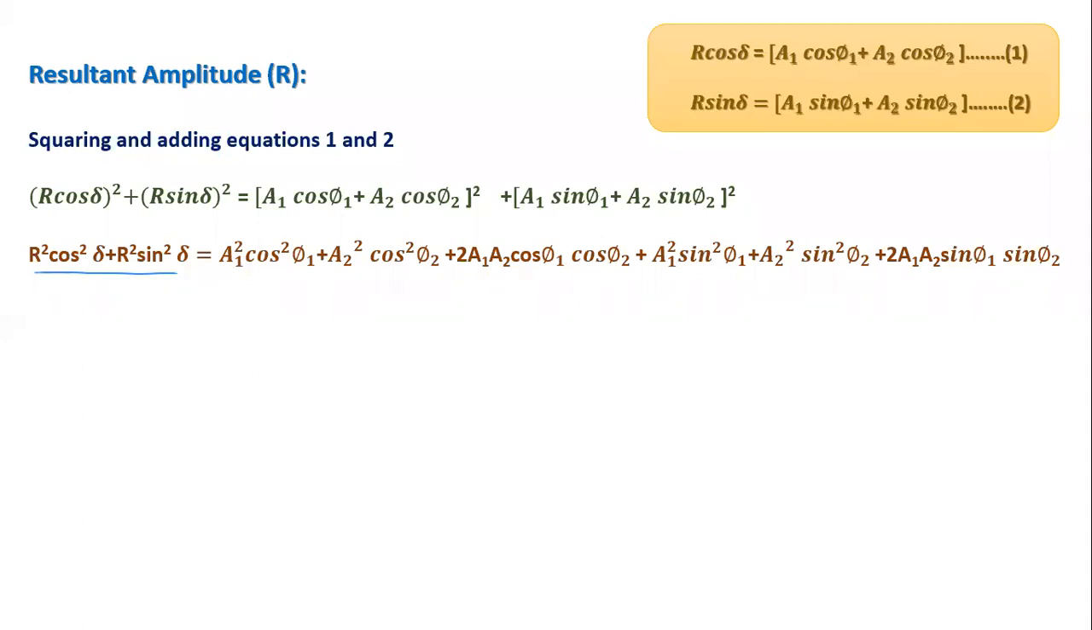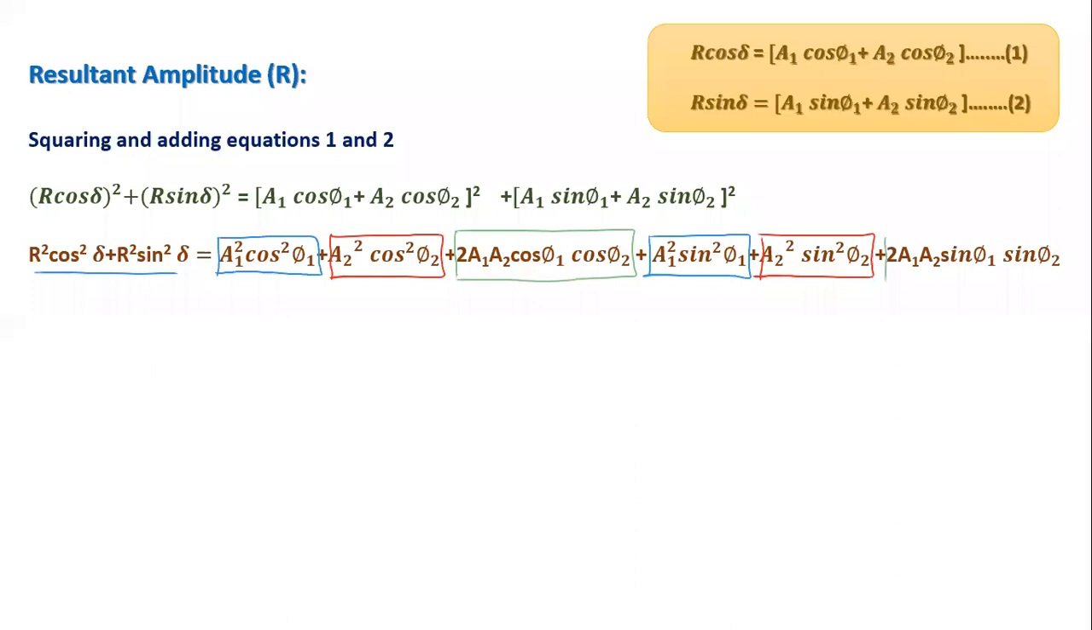Then after that, from this term and this, we can take A1 square common. So in a bracket we get cos square phi 1 plus sin square phi 1. After that, from the next term, means from this term and from this, we can take A2 square common. So in a bracket, cos square phi 2 plus sin square phi 2 we get. And the last one is this one and this one. We can take common twice A1 A2.